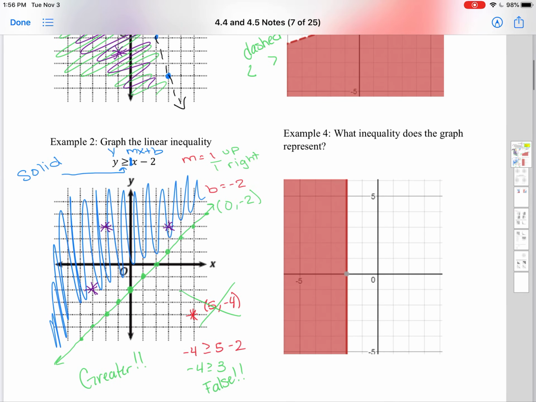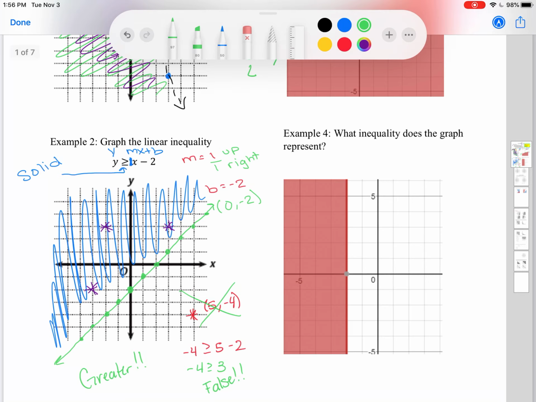Use the graph. We can identify our slope and our intercept based off of the picture. And then use the line to determine if it's an equal to, or just a less than or equal to, or a less than or greater than symbol.